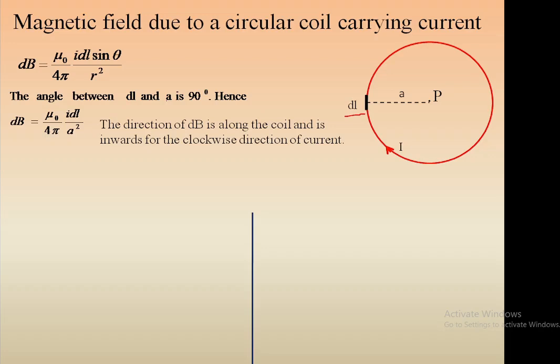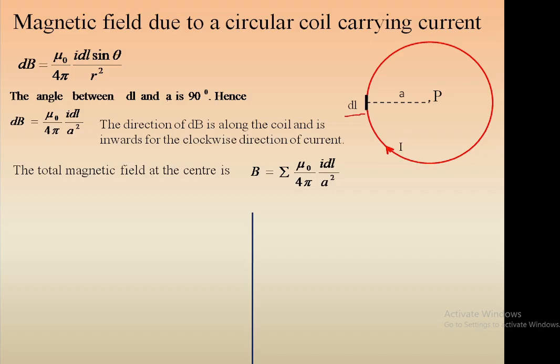For all elementary segments comprising the coil, the angle between the dl and the radius a will be 90 degrees. So the total magnetic field at the center, we are going to make the summation. The total magnetic field at the center is B equal to sigma mu 0 divided by 4 pi, I dl by a square. Here the symbol sigma is used to denote the summation for all the elementary segments of the coil.